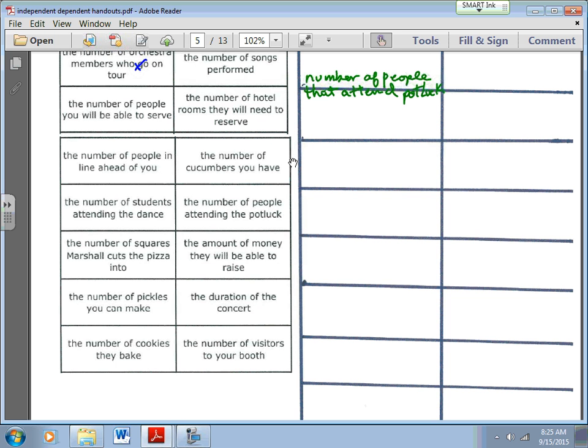So which ones are we left with? I got the total amount of candy you will hand out. I got the number of songs performed. That's like the duration of the concert. Duration of the concert? Okay, so let me match that one. The number of songs performed is independent to the duration of the concert, yes? All right, so I'm going to match that up. So now I'm narrowing everything down to the number of visitors to your booth.